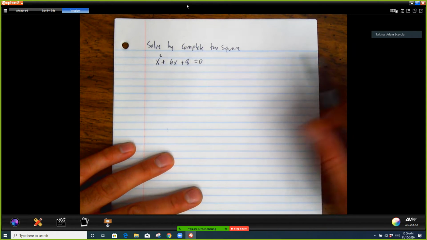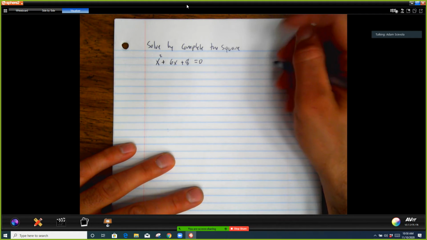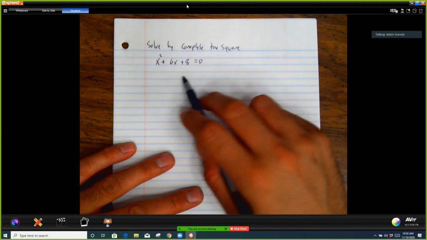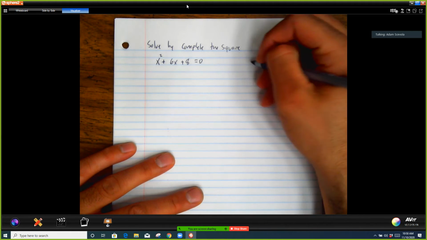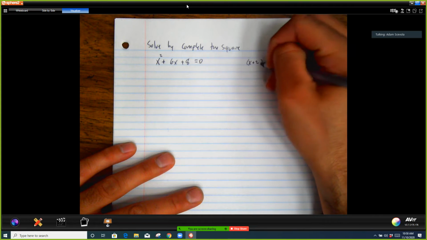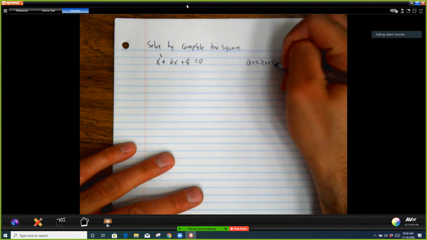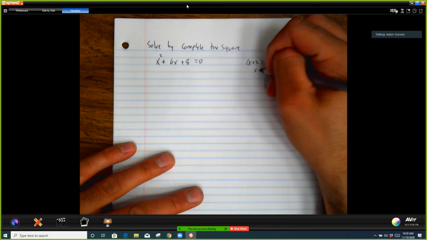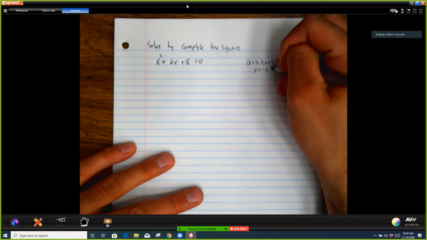If we solve it by factoring real quick, which is how I would do this if I wasn't told to complete the square, we would get x plus 2 times x plus 4 is equal to 0. So you get x is negative 2 and negative 4. Now we're going to show how we could get the same answer by completing the square.